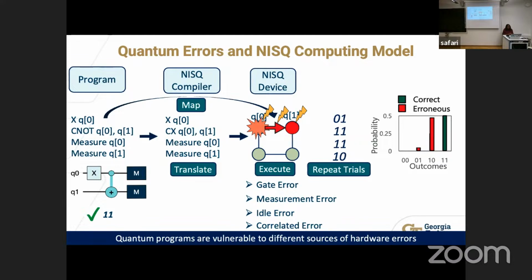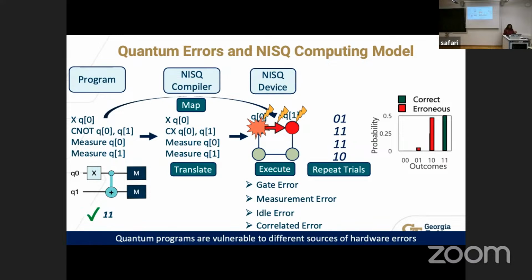So gate errors, let's talk about them. They are currently in the ballpark of 0.5 to 1%, depending on the device technology again. Measurement errors, on average, I would say are 4%. Depending on the device, it can be higher or lower. Idle errors: typically you see a lot of blogs saying these qubits can retain their information for only 10 microseconds, 100 microseconds. That is what comes in this bucket: how long can you retain the information? That is also increasing, but again, it depends on the devices.